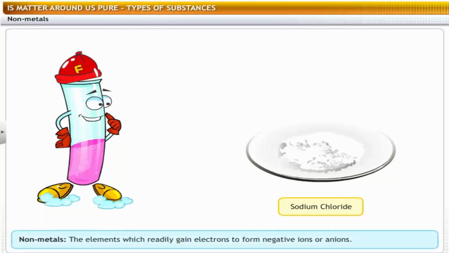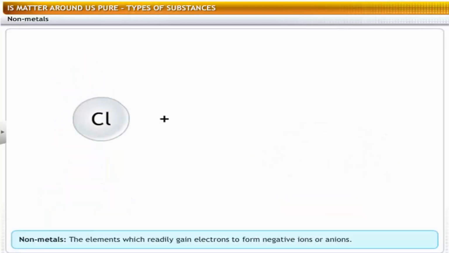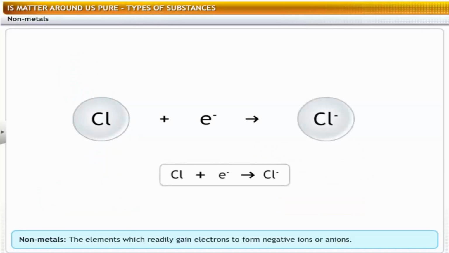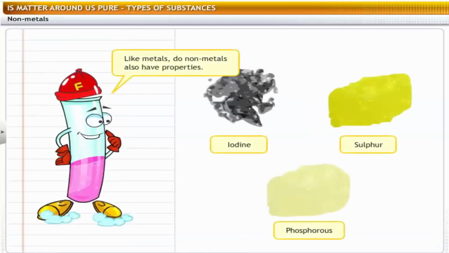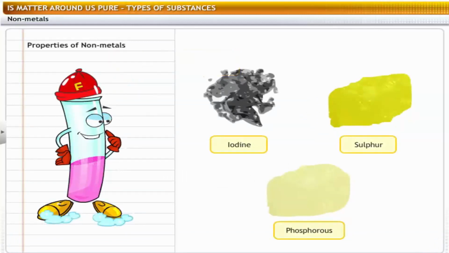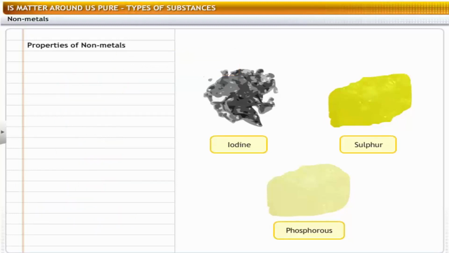Let me tell you about nonmetals. They are the elements which readily gain electrons to form negative ions or anions. For example, chlorine accepts electrons from a metal like sodium and forms a negatively charged chloride anion. Like metals, do nonmetals also have properties? Yes, of course. Let's look at some of the properties of nonmetals. Nonmetals usually show some or all of the following properties.